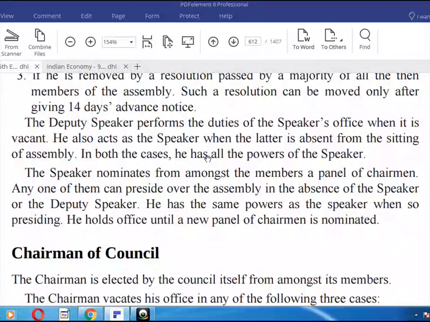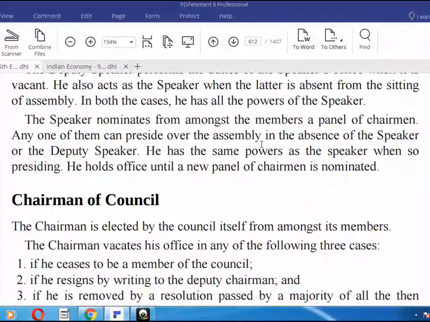The Deputy Speaker performs the duties of the Speaker's office when it is vacant. He also acts as the Speaker when the latter is absent from the sitting of the Assembly. In both cases, he has all the powers of the Speaker. The Speaker nominates from amongst the members a panel of chairmen. Any one of them can preside over the Assembly in the absence of the Speaker or the Deputy Speaker. He has the same powers as the Speaker when so presiding. He holds office until a new panel of chairmen is nominated.